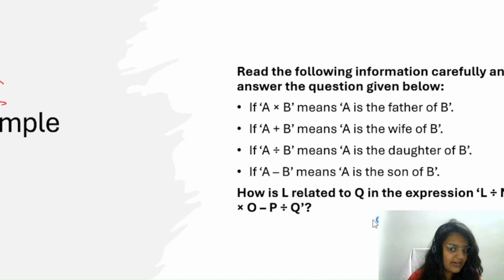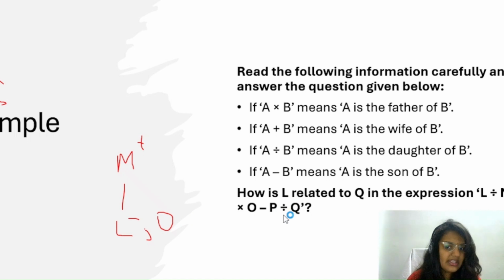Now see, how is L related to Q? Let's solve this so that we can get to the answer first. L divided by M. So M is the mother or father of L. We don't know. That's what I said not to do, but I'm doing it. So M is the parent of L and L is a girl. Now M X O. So M is the father of O. So we found out he's a male, not a female, as we were expecting. M is the father of O. Now we don't know its gender, so let's wait.